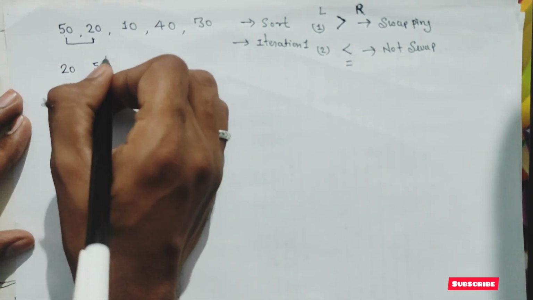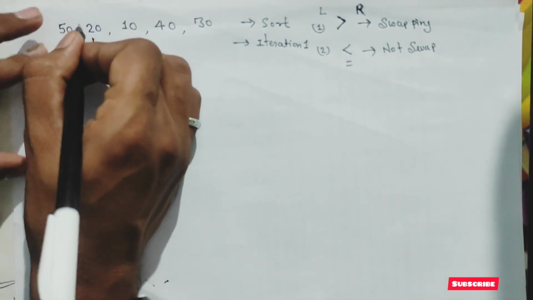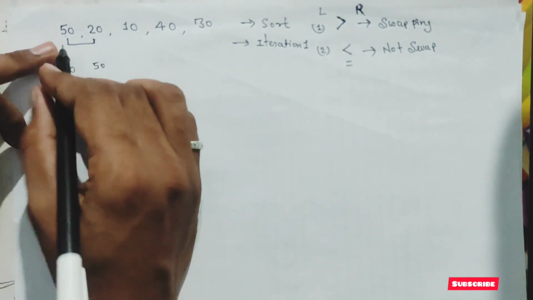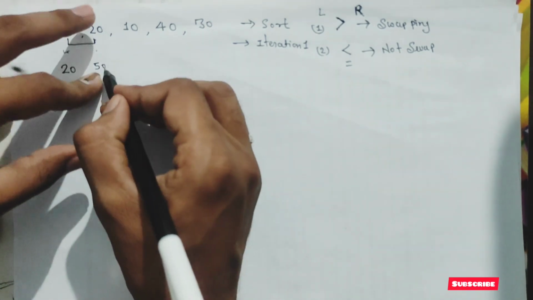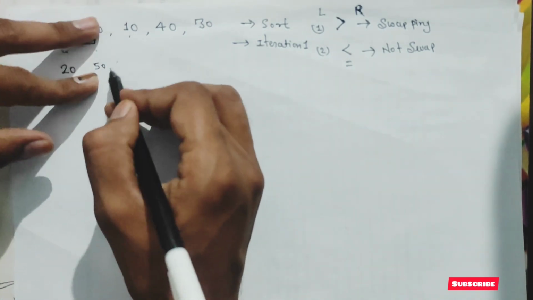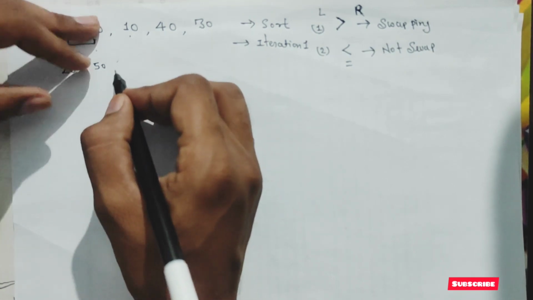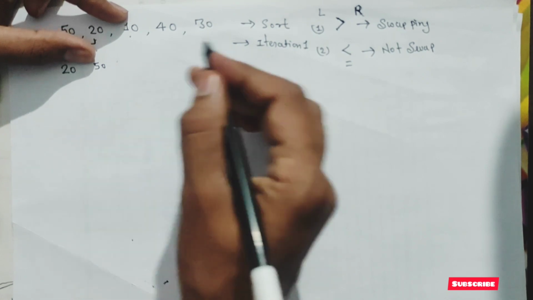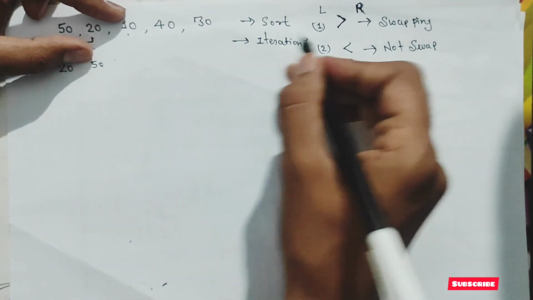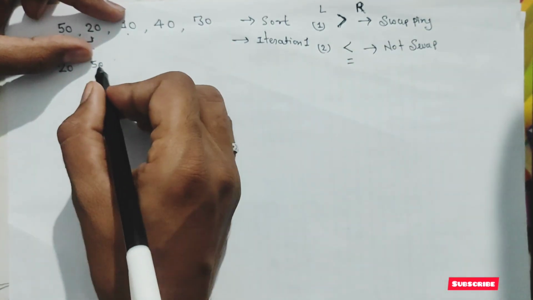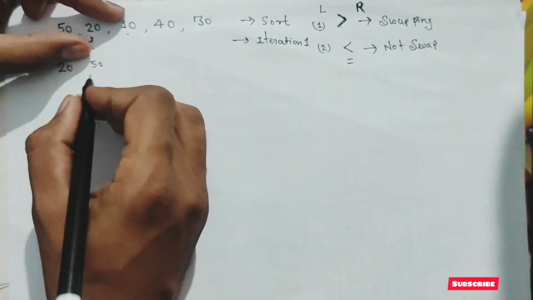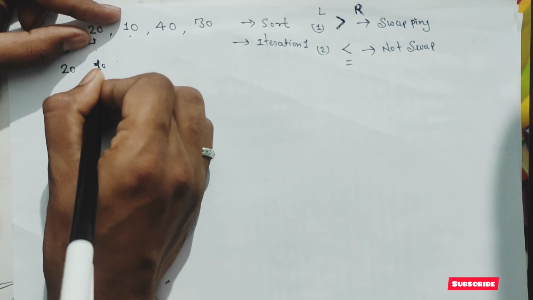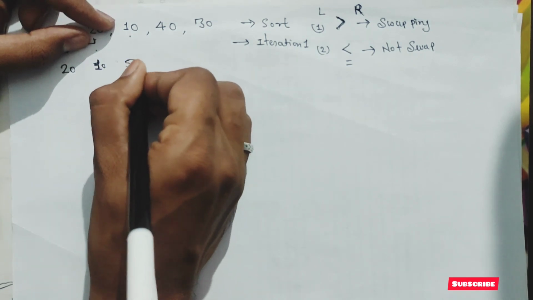Then we will compare these two: 20 is coming here, 50 is coming here, so 50 is here now and 20 is here, so 20, 50. Now 50 and 10 we will compare. Which one is greater? What is the condition exactly? Same condition: if the left-hand side element is greater than the right-hand side, we will swap again. So 10 will come here, and 50 will come here.